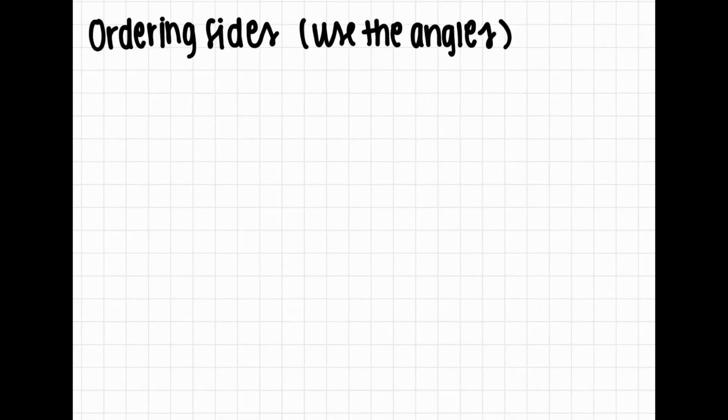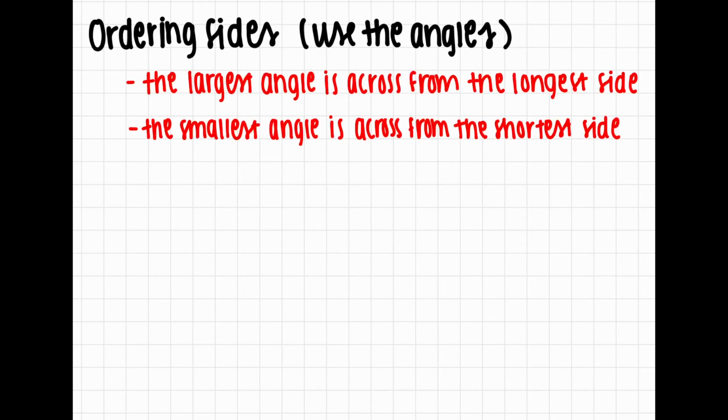The next topic we're going to talk about is ordering sides. What that means is putting them in order from least to greatest or greatest to least. The thing is, in these scenarios, we only give you the angle measures to do that. So you need to know that the largest angle is across from the longest side, and then that means that the smallest angle is across from the shortest side.